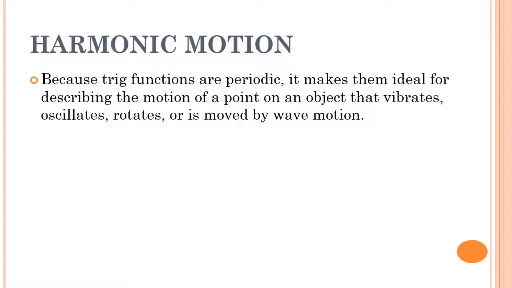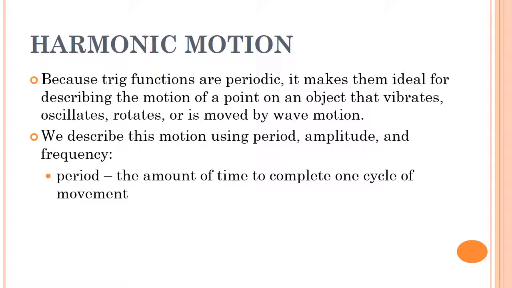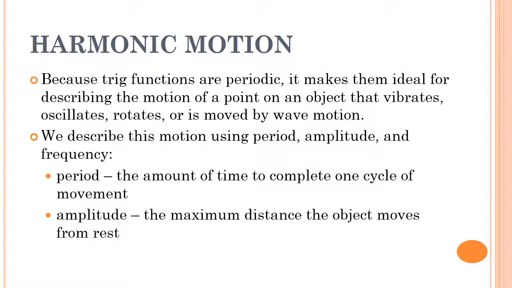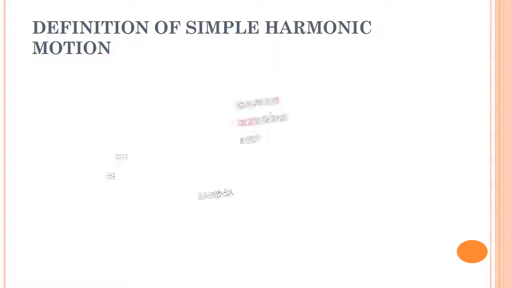And harmonic motion. Because trig functions are periodic, it makes them ideal for describing the motion of a point on an object that vibrates, oscillates, rotates, or is moved by a wave motion. We describe this motion using period, amplitude, and frequency. Period, we already know it's the amount of time to complete one cycle. Amplitude is the maximum distance the object moves from rest. And then frequency is how many cycles go by per minute.